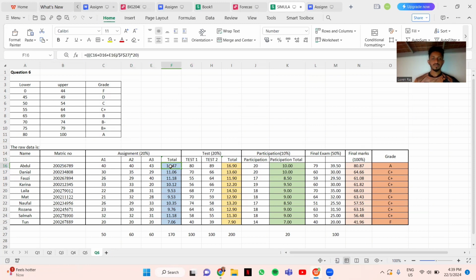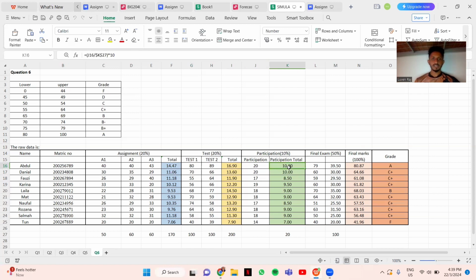So for the total, we have to add all these, and then the assignment is 20%. So we calculate the total by adding all and then taking 20%. I use the formula bracket C16 plus D16 plus E16, because there are 3, right? I got the total, then I put the 20% here to get the mark here. So for the test, test 1 is 80, test 2 is 89, and for the total I did the same as before because it's 20%, right?